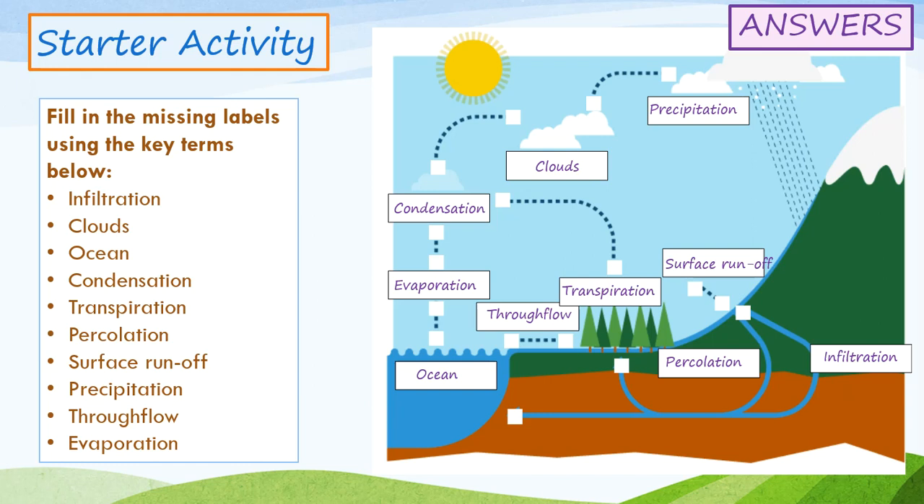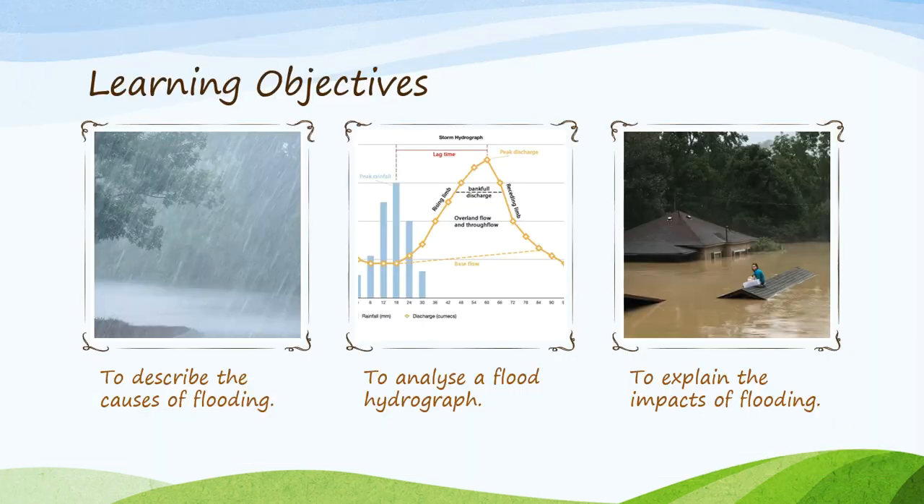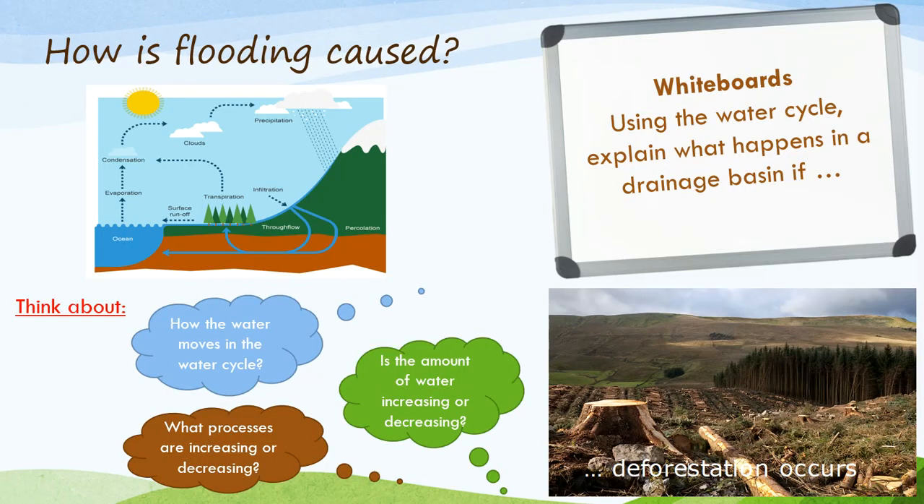Okay, moving on. Let's look at our learning objectives for today. Number 1, to describe the causes of flooding. 2, to analyze a flood hydrograph. And 3, to explain the impacts of flooding. So first of all, let's look at how flooding occurs, or how flooding is caused.